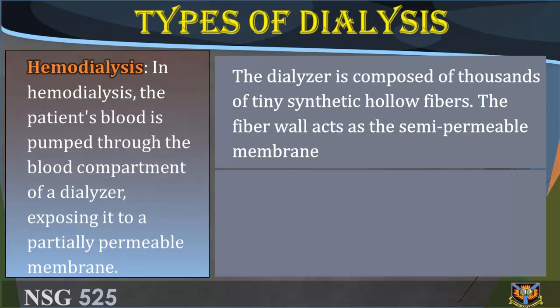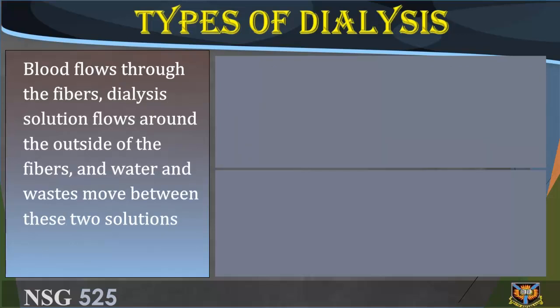In hemodialysis, the patient's blood is pumped through the blood compartment of a dialyzer, exposing it to a partially permeable membrane. The dialyzer is composed of thousands of tiny synthetic hollow fibers. The fiber wall acts as the semi-permeable membrane. Blood flows through the fibers, dialysis solution flows around the outside of the fibers, and water and waste move between these two solutions. The countercurrent flow of the blood and dialysate maximizes the concentration gradients of solutes between the blood and dialysate, which helps to remove more urea and creatinine from the blood.